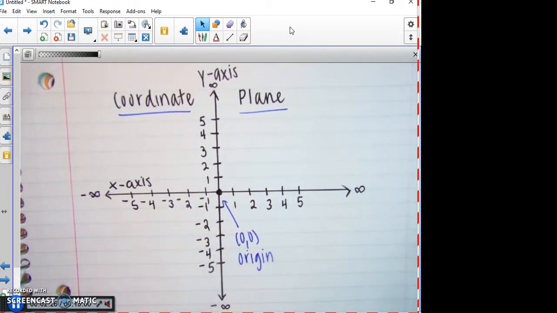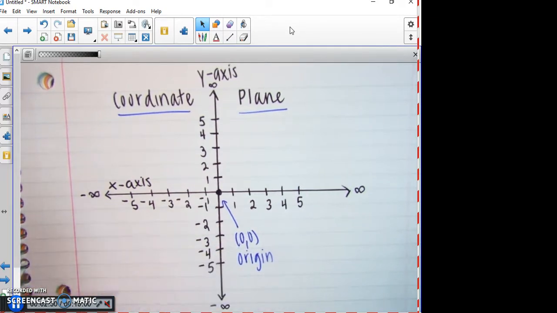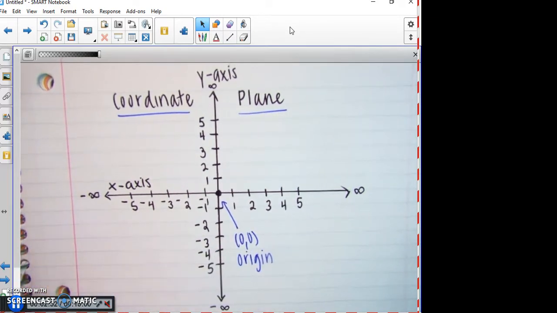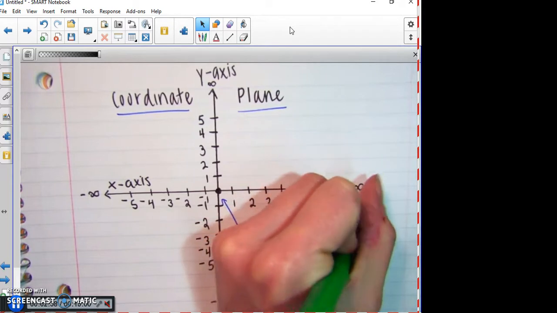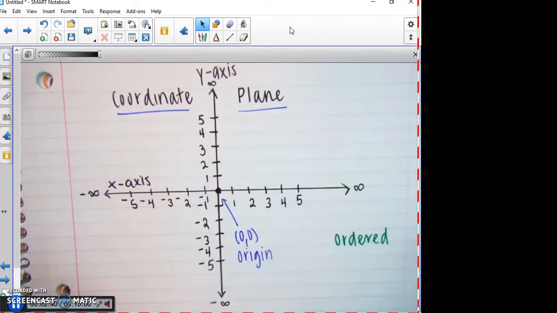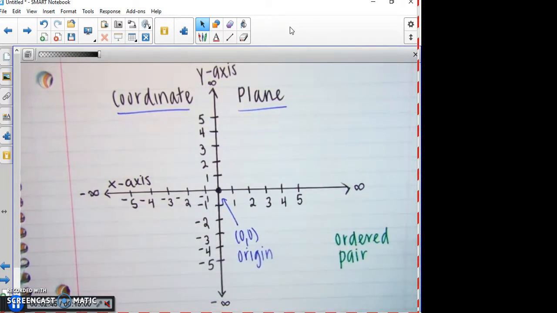And 0, 0, what does 0, 0 mean? Well, this right here, this 0, 0, this is what we call an ordered pair. So here's some good vocab. Ordered pair. I'll write it kind of off to the side. And an ordered pair is basically two numbers that tell us exactly where a point lies on the graph. It tells us the x value and the y value.